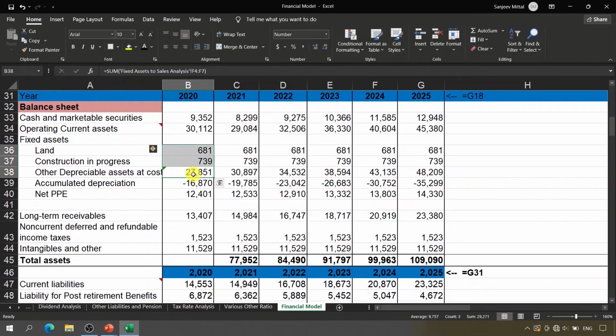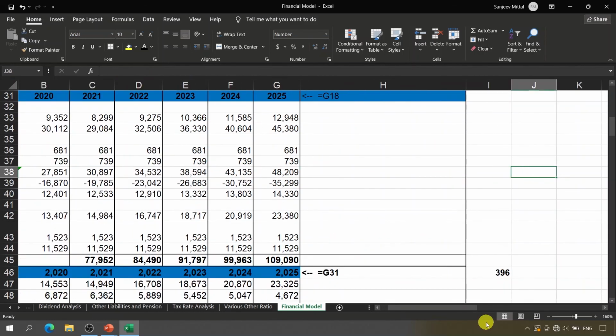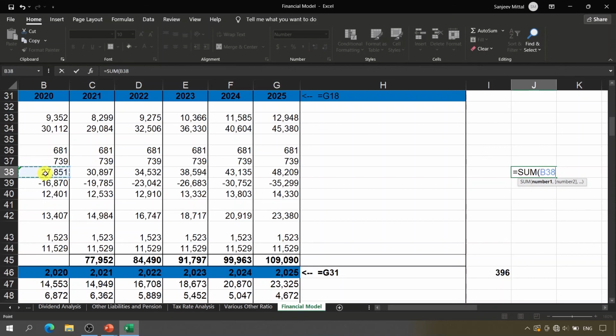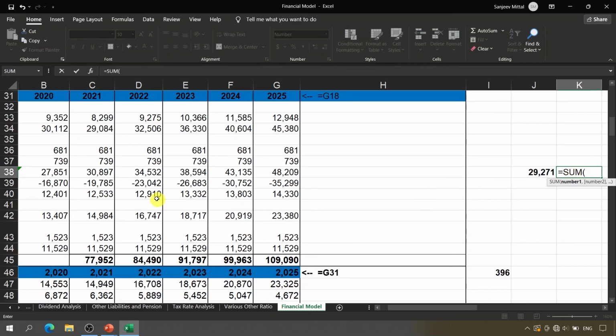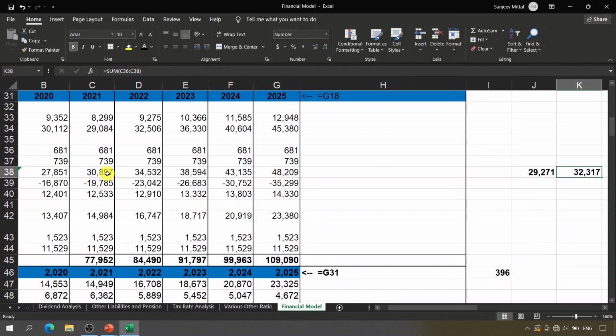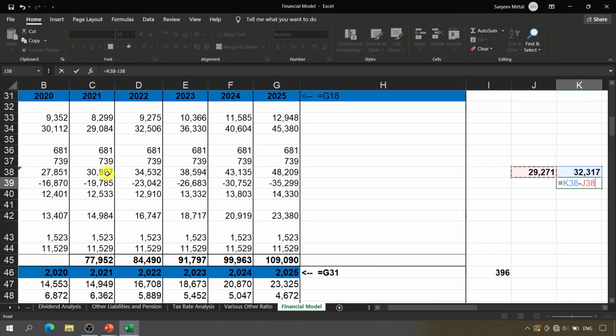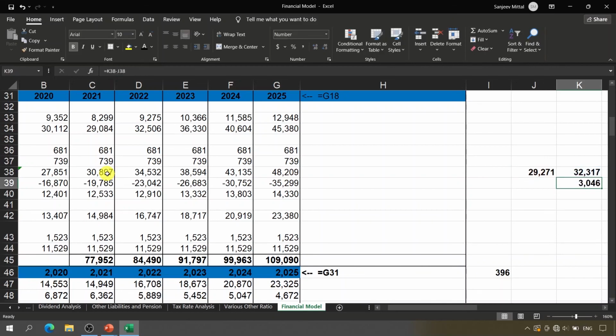If you add all of these numbers for the year 2020, you will see that we have a total of 29,271, which I can show you here. For the year 2020, your total cost of all the assets which you have purchased is 29,271. And for the year 2021, your total cost of all the assets which you have purchased is 32,317, which means that you have done an additional capital expenditure or capex of 3046. Now this number is definitely an outflow for the firm, as you can see and understand.